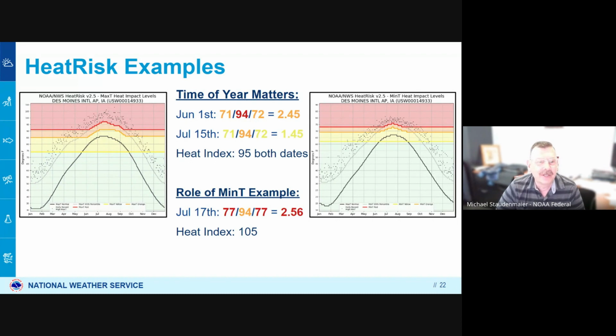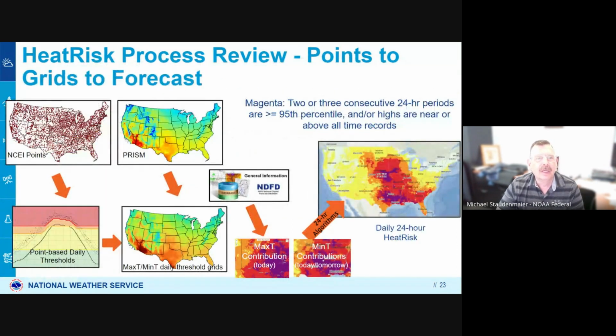In this case, the calculated heat index value for the situation resulted in a value of 105. Hopefully you can see how heat risk is sensitive to higher dew points and humidity through the use of the min temperature contributions. All right, stepping back, here's a look at the full process.